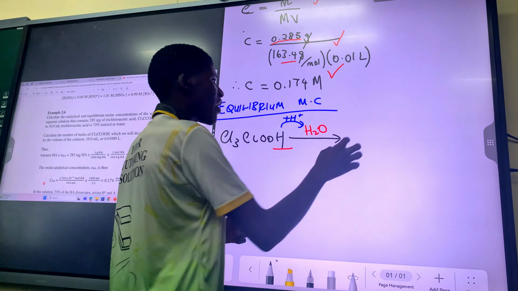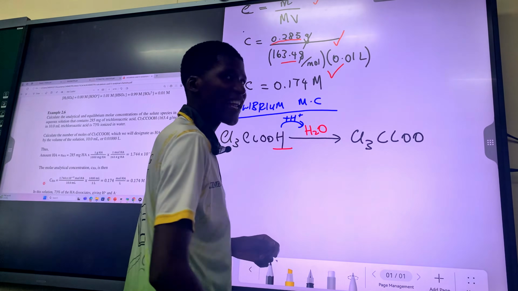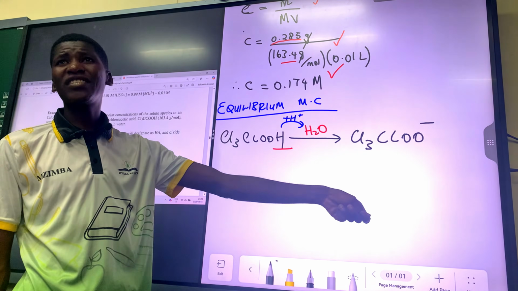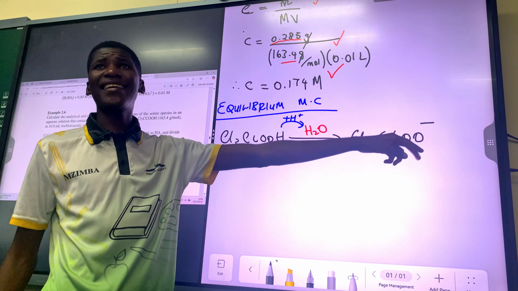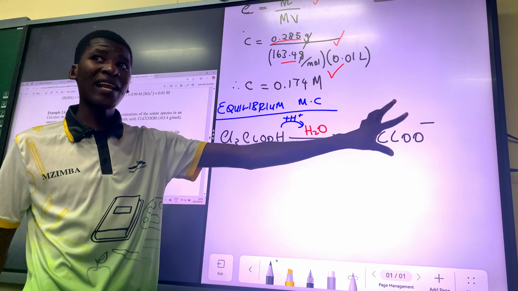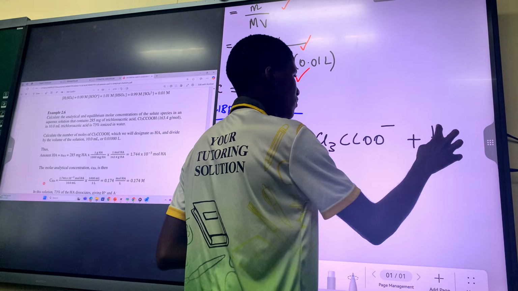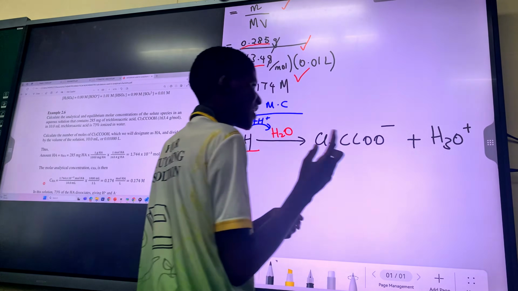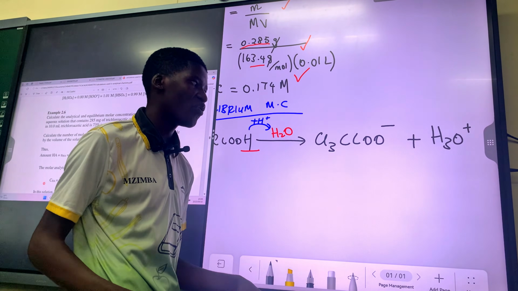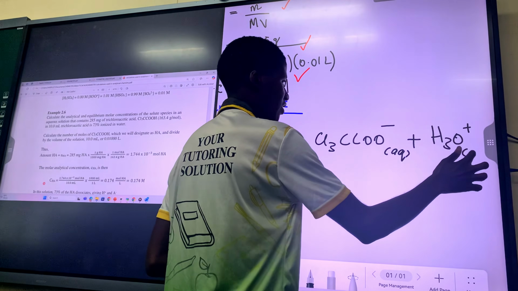It will remain with Cl3CCOO minus, because the hydrogen is obvious, it will leave its electron here. That is its dissociation. Plus water will gain one proton, making it a hydronium ion. Hydronium ion, normal hydrogen ion, same idea. So this will exist in aqueous solution.